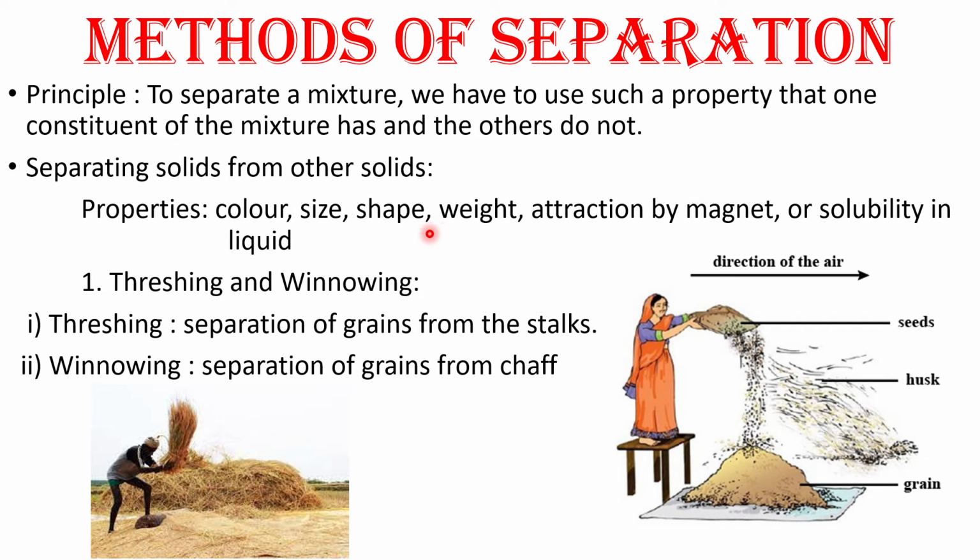Similarly, in threshing and winnowing I am basically requiring the property of weight. Chaff is lighter than grains, therefore with the help of the force of air, I can separate the light-weighted chaff from the heavy grains. Because of their more weight compared to chaff, the grains fall straight down on the ground and are not much affected by the force of wind.